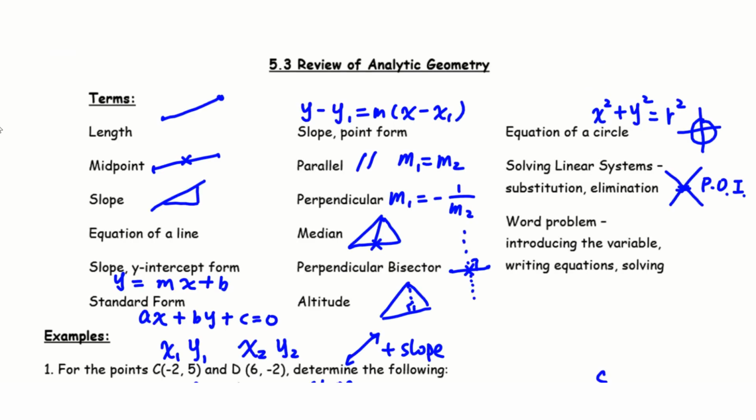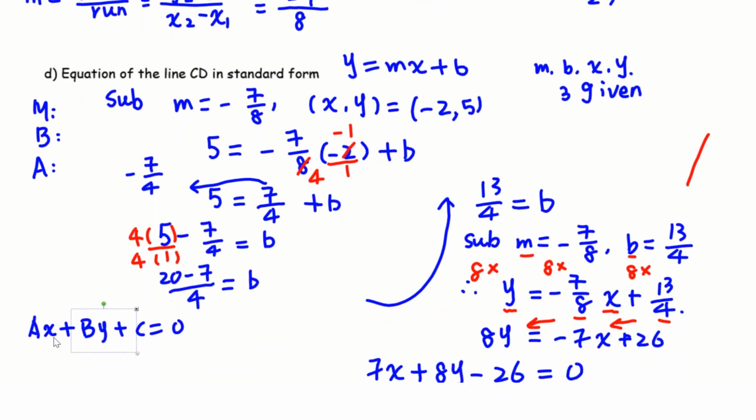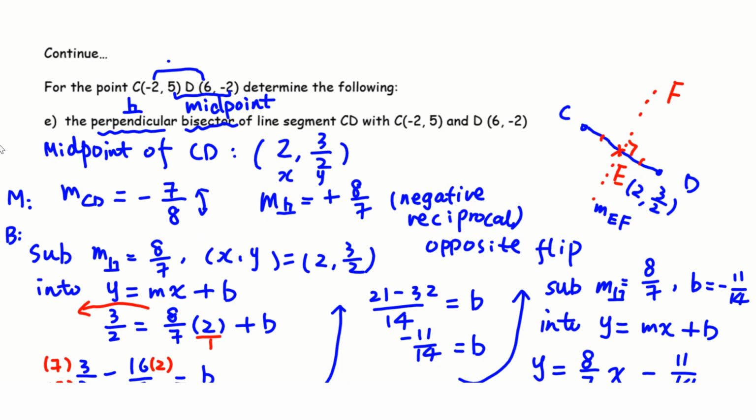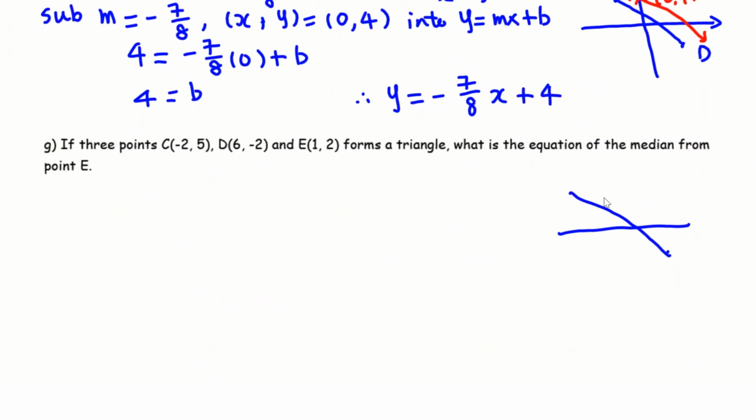So we are going to go back to see the equation of CD. CD's B value is 13 over 4, so it is 3 something. So this is C (-2, 5), and this is (6, -2). This point (1, 2) will be somewhere here. So you have a triangle in this way. It's not to scale.